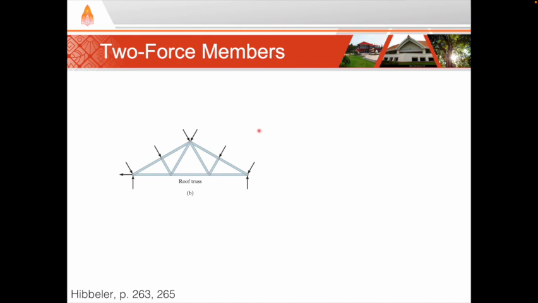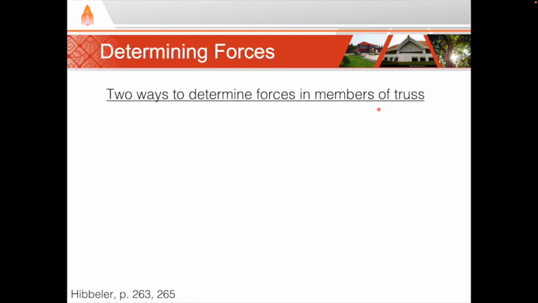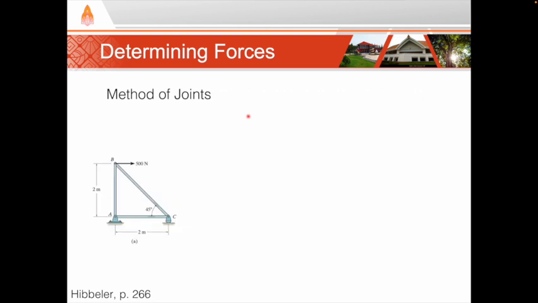Based on these assumptions, each member in a truss will act as a two-force member. In other words, the force at each end of the member will act along the axes of the member, either in tension or in compression. Many times, we want to determine the forces in each of the members of the truss. There are two ways to do this: the joint method and the section method. Today we will be focusing on the joint method.